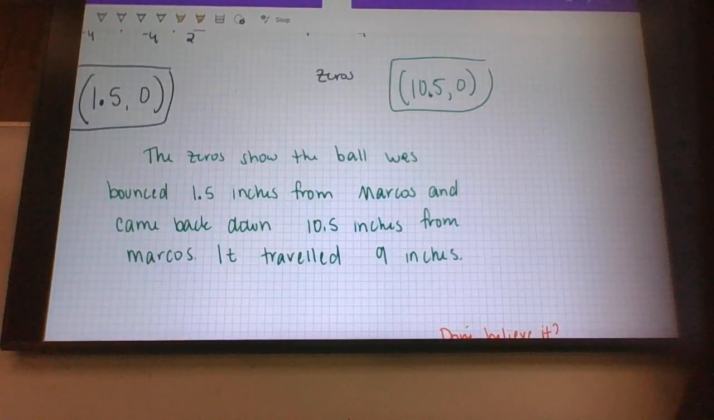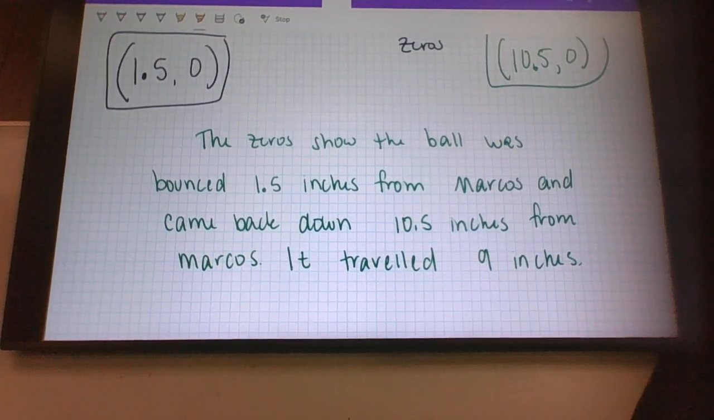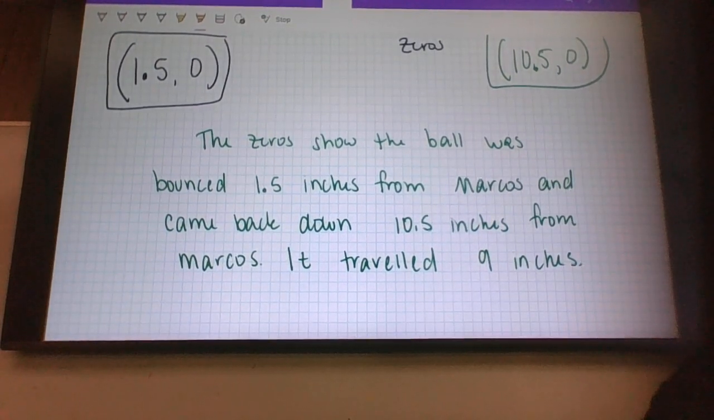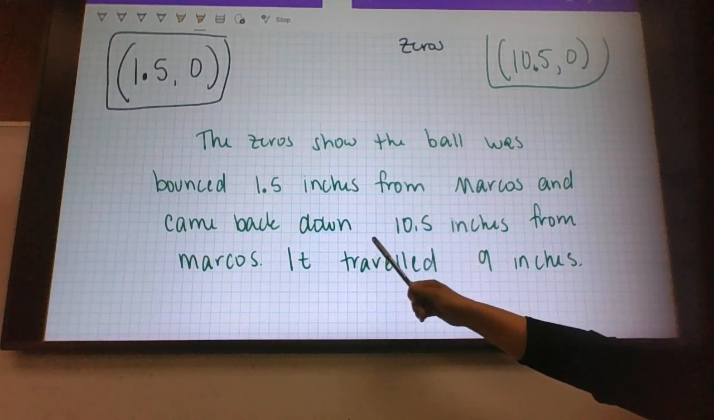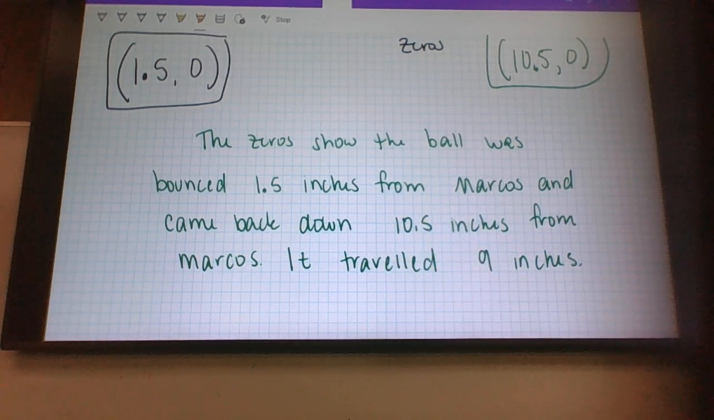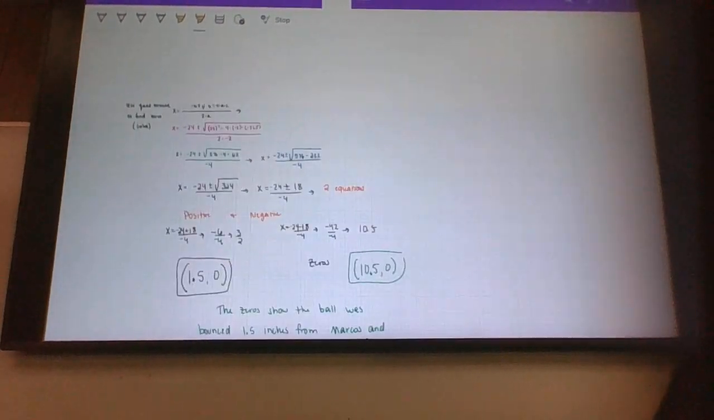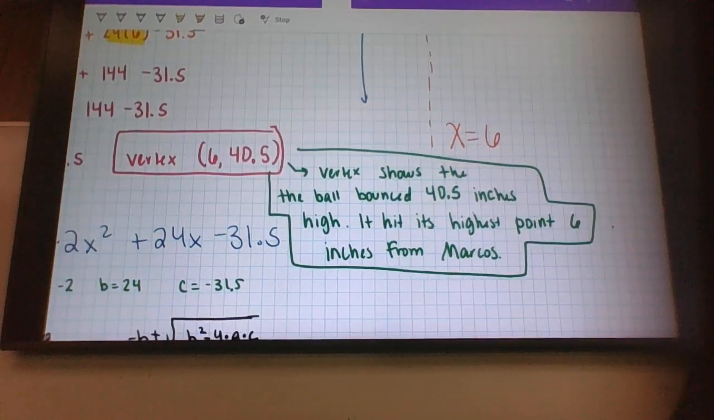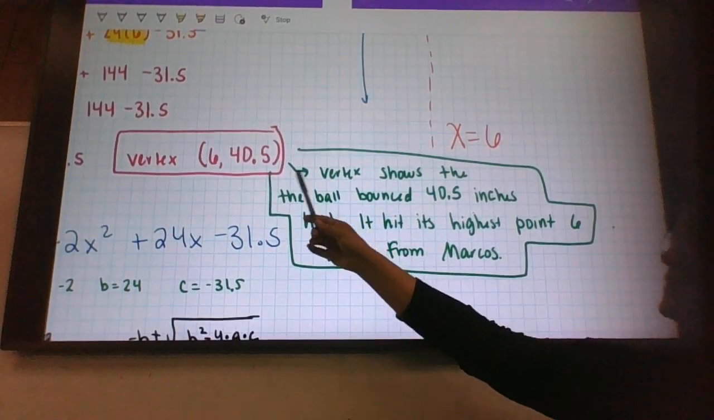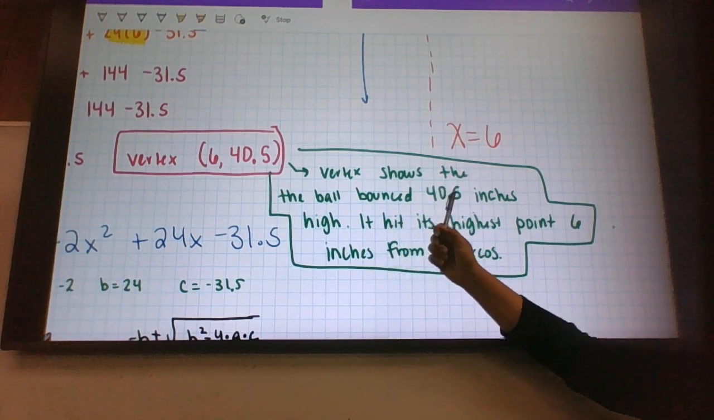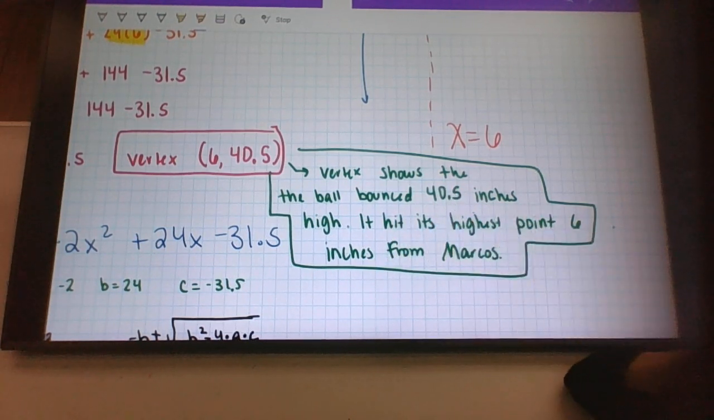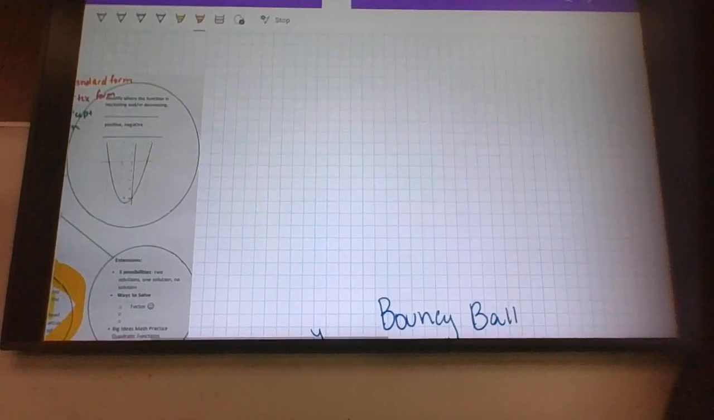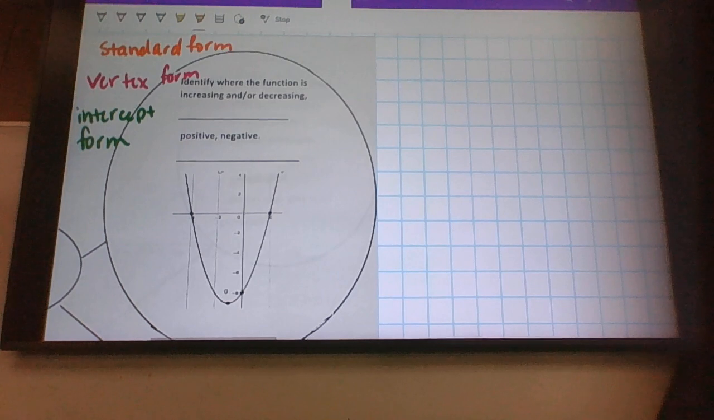To explain, these were the answers from the quadratic formula. The zeros show that the ball was bounced 1.5 inches from Marcos, and it came back down 10.5 inches from Marcos, and that means it traveled 9 total inches. And this vertex means that after 6 inches away from Marcos, it got to its highest point at 40.5. All right, let's finish this last bubble on this paper.